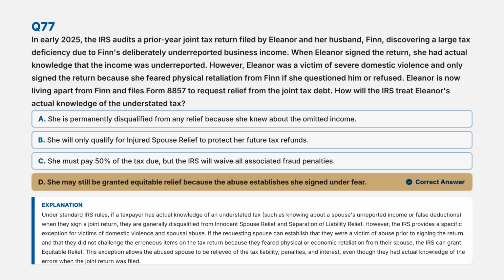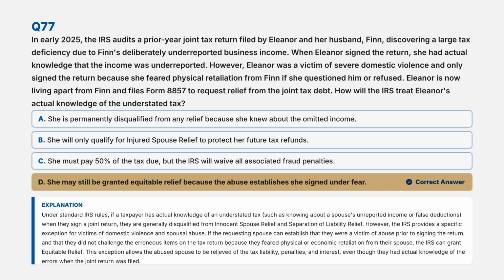If the requesting spouse can establish that they were a victim of abuse prior to signing the return and that they did not challenge the erroneous items on the tax return because they feared physical or economic retaliation from their spouse, the IRS can grant equitable relief. This exception allows the abused spouse to be relieved of the tax liability, penalties, and interest, even though they had actual knowledge of the errors when the joint return was filed.